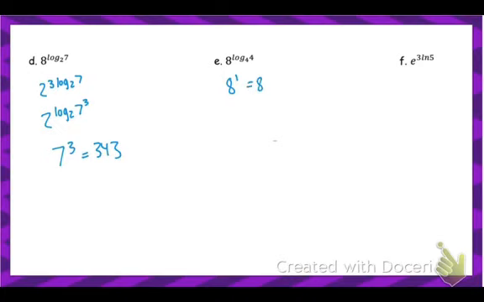All right, and this last one, very similar. The base is already matched, but again, I do need to take care of that 3 and move it. So this would become e to the natural log of 5 to the third. So my answer here, because e and e, same bases, would be 5 to the third, which is 125.